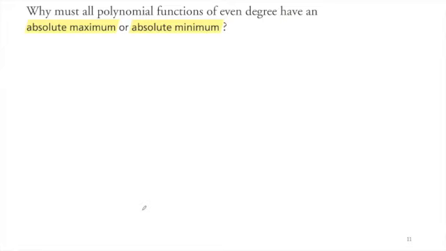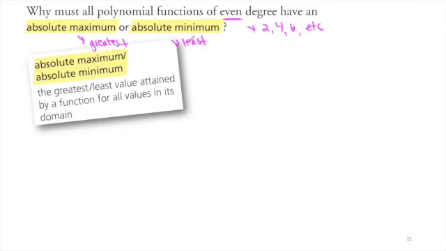The question here is, why must all polynomial functions of an even degree, so 2, 4, 6, etc., have an absolute max or an absolute min? Absolute max or absolute min is just the greatest or the least value. Max would be greatest, and minimum would be least, the value that a function is able to get for its domain, or its range.